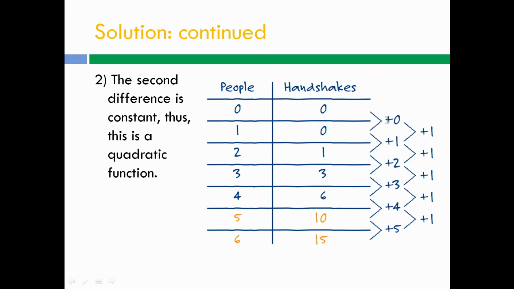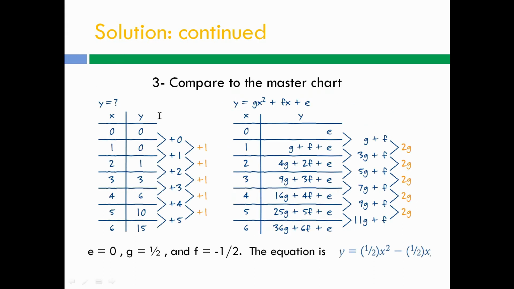So 0 minus 0 is 0, 1 minus 0 is 1, 3 minus 1 is 2, and you notice that the first difference is not constant. You'll have to do it again. So 1 minus 0 is 1, 2 minus 1 is 1, 3 minus 2 is 1, and you notice that the second difference is constant. That means this will follow a quadratic formula. So your third step is to compare your table to the master chart.